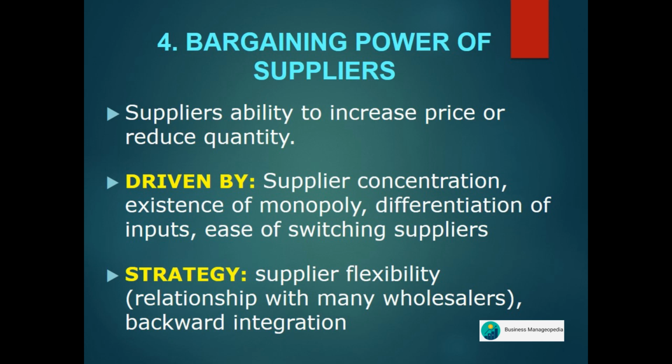Now, what is the strategy which you are going to use? The strategy to deal with the bargaining power of suppliers is to have supplier flexibility, which means you should have relationships with many wholesalers so that you can use them in times of crisis or emergency. The second important strategy is to have backward integration. Backward integration is a process where you either merge with or acquire the company which provides raw material for your business.